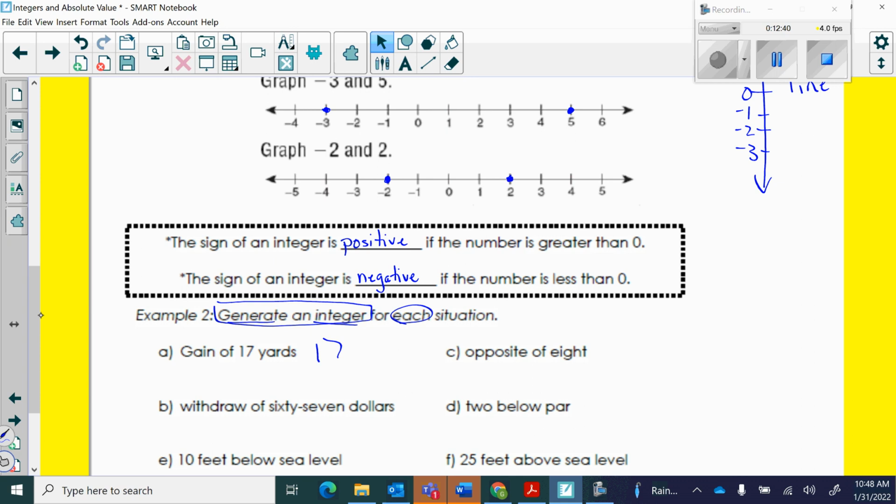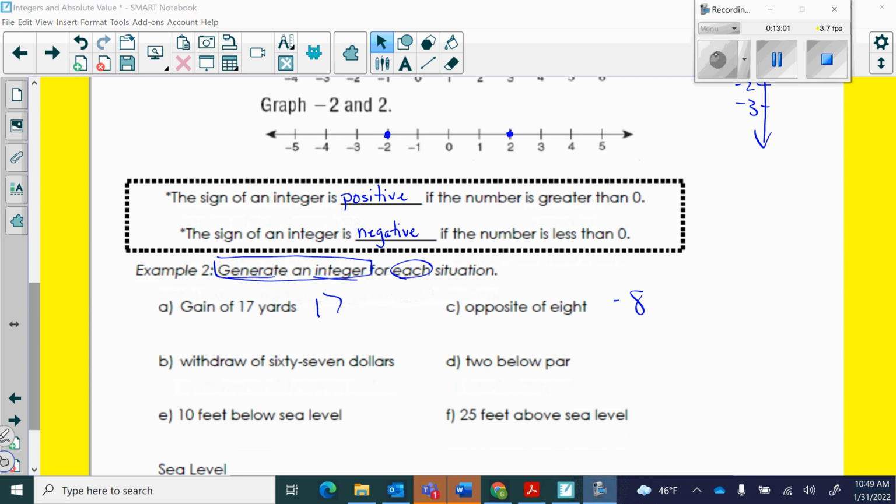No? Gain is telling you it's positive. Make sense? Okay, the opposite of 8. Good. And we'll get into that in a little bit, but for now, okay, do the next 4. I'll give you 1 minute.